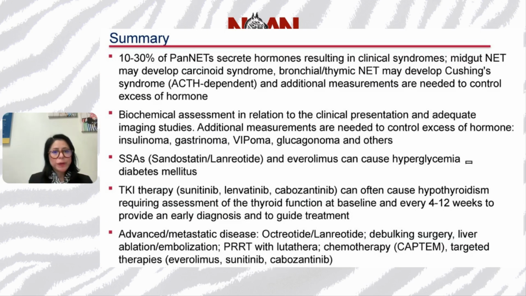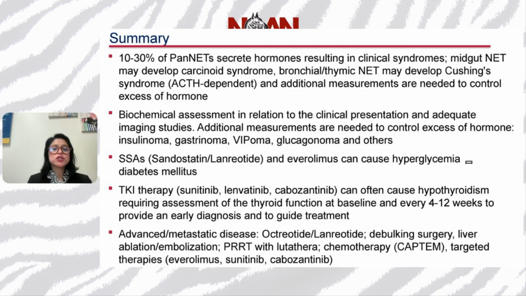In summary, 10 to 30% of pancreas neuroendocrine tumors secrete hormones, resulting in clinical syndromes. Mid-gut neuroendocrine tumors may develop carcinoid syndrome. Bronchial or thymic neuroendocrine tumors may develop Cushing's syndrome due to excess of the hormone that stimulates cortisol levels. So additional measurement is needed in order to control the excess of hormones, as we discussed.